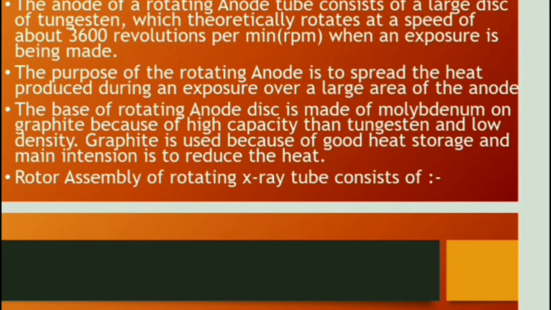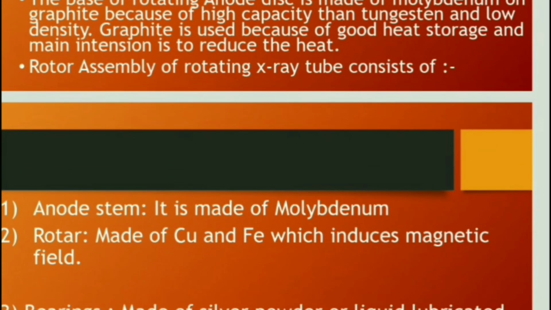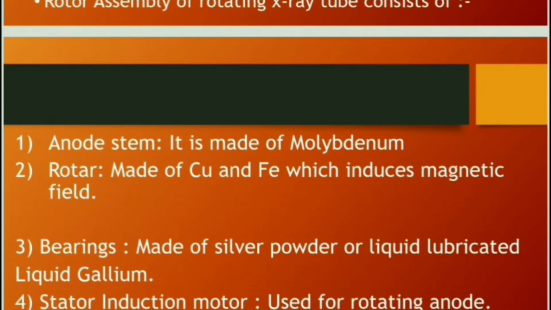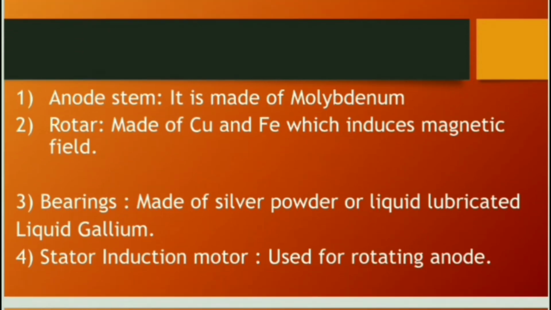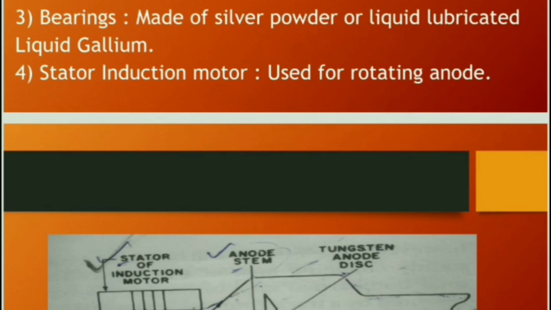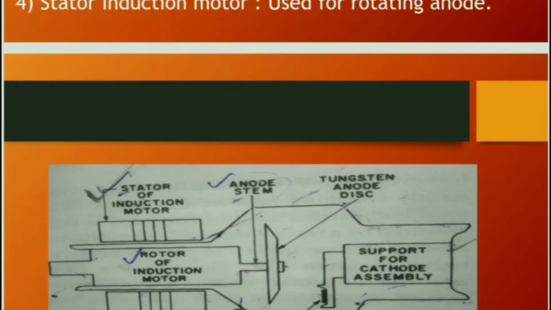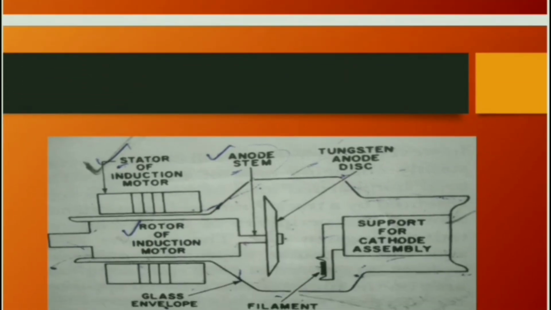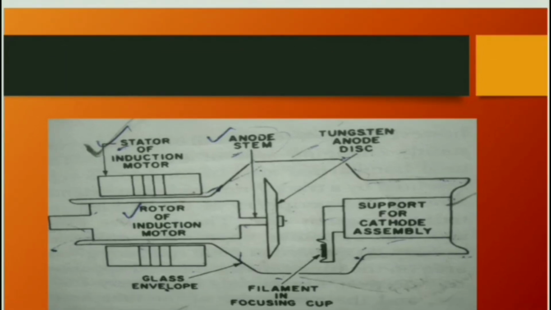Now the next one is the rotor assembly of the rotating X-ray tube, which consists of the anode stem, made up of molybdenum, and the rotor, made up of copper and iron, which induces a magnetic field. Third are the bearings, made up of silver powder or liquid lubricated with liquid gallium. Fourth is the stator induction motor, which is used for rotating the anode.